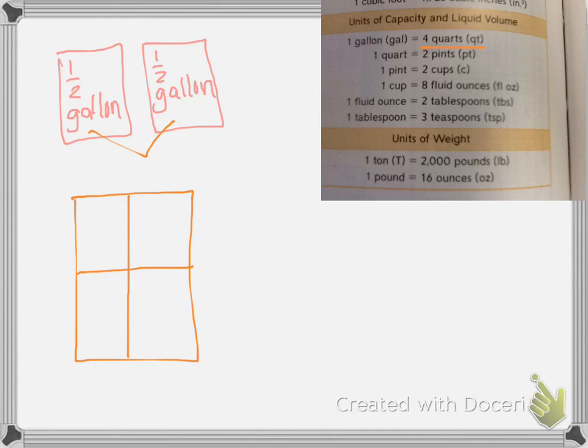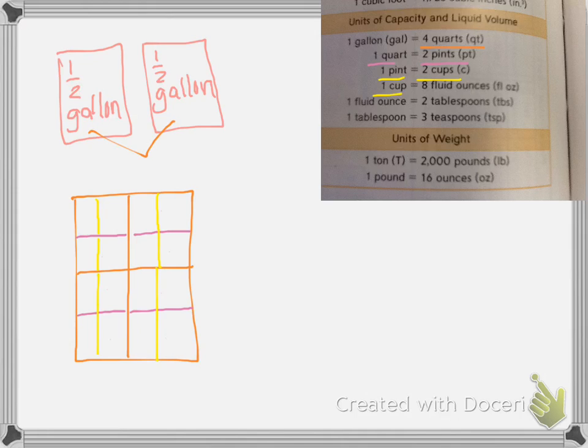Then we know that 1 quart equals 2 pints. So each quart has to be divided into 2 pints, which means there are 1, 2, 3, 4, 5, 6, 7, 8 pints. So then we can take each pint and we can divide it into 2 cups. So we have 4, 4, 4, 4 equals 16 cups.